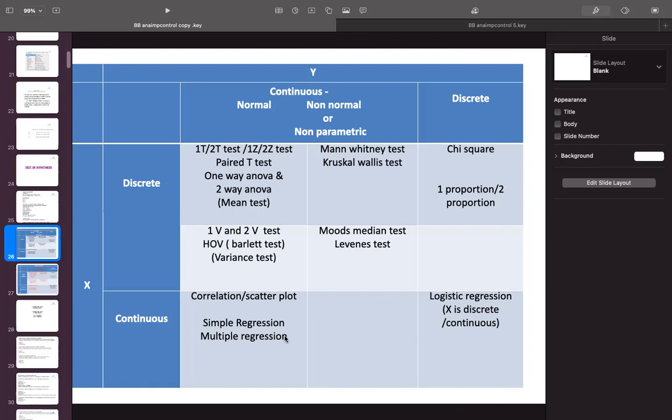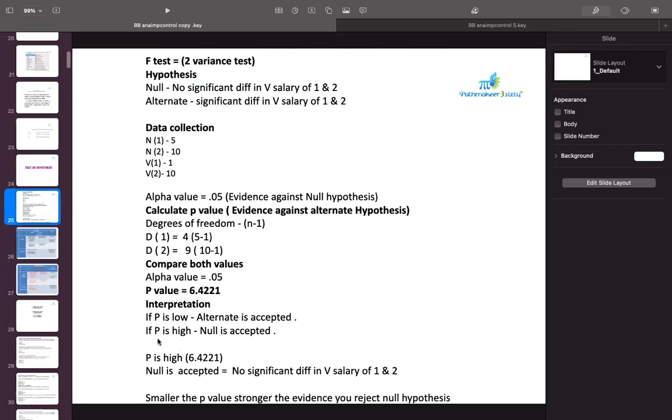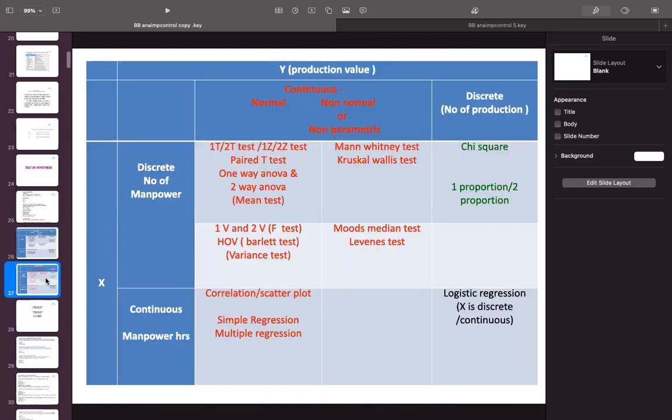So in all these tests, we are going to compare only one thing, that is the alpha value and p value. Okay. And after comparing alpha value and p value, we have to see if p is low, alternate is accepted. If p is high, null is accepted. This is the only point that you need to remember. So kindly note down this point, so that in the next session you'll be very clear with identifying which hypothesis is accepted, whether null is accepted or alternate is accepted. Now let me get into the different types of hypothesis testing.